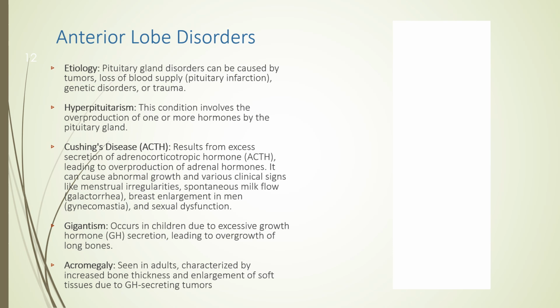secreting tumors. Cushing's disease is caused by a pituitary tumor that secretes too much ACTH, leading to excessive cortisol production by the adrenal glands. Symptoms include abnormal growth, menstrual irregularities, and overstimulation of target glands.